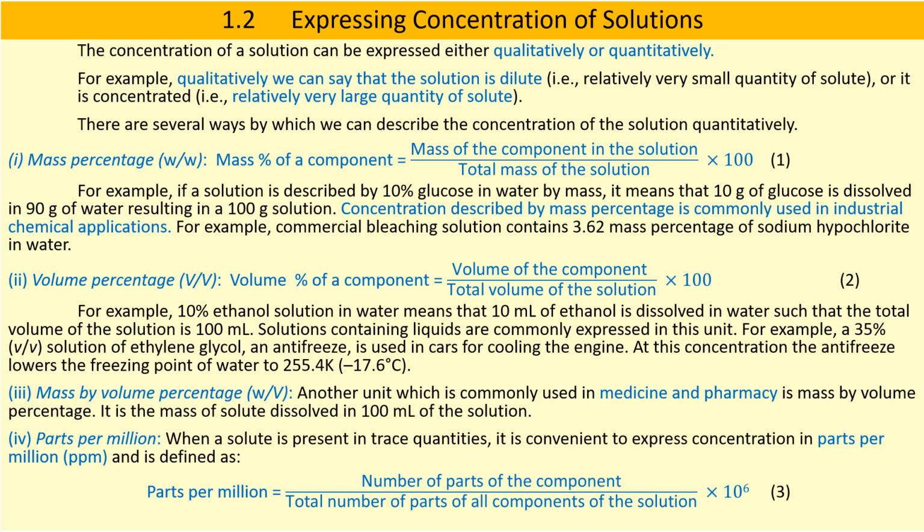As in the case of percentage, concentration in parts per million can be expressed as mass to mass, volume to volume, and mass to volume. So, ppm can be either mass to mass or volume to volume or mass to volume. A liter of seawater weighs 1030 grams, contains about 6 into 10 to the power of minus 3 grams of dissolved oxygen.